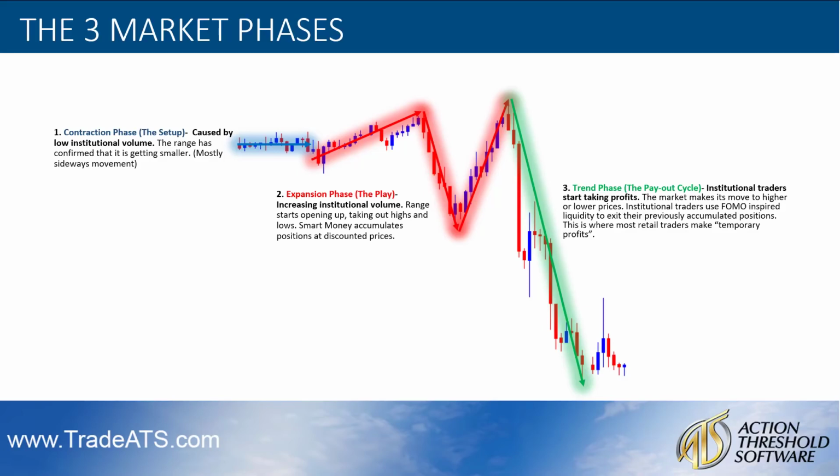And this is where most retail traders make temporary profits because they're going to give it all back. They're going to trade right into the first phase again and the second phase, and they're going to get crushed. So anything they make in the trend, most traders are going to give up in those next 2 phases as the market cycle repeats.